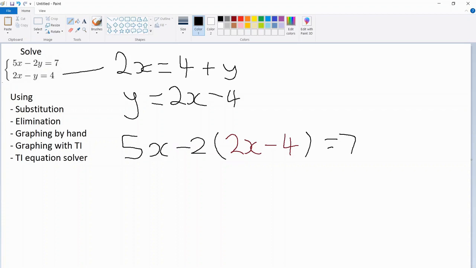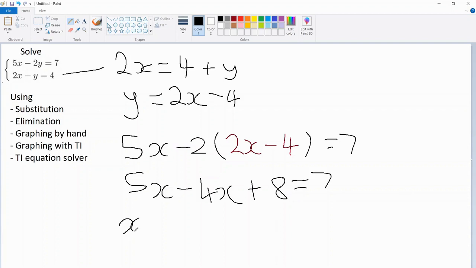So let's carry on expanding that. Let's expand that properly. 2 times 2x is 4x. Minus 2 times minus 4 is plus 8. Let's group some like terms. We have 5 minus 4, which is 1 lot of x. Move that 8 across the other side by subtraction. You have x equals minus 1. Easy.